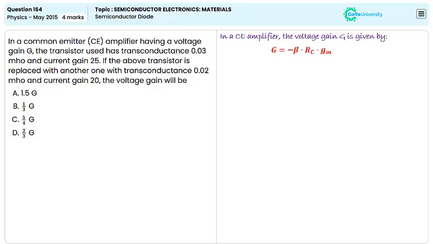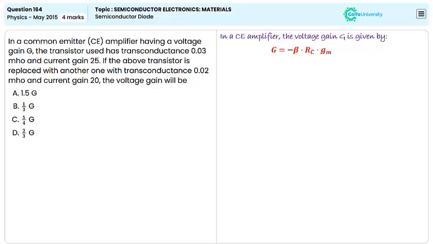In a common emitter amplifier, the voltage gain G can be expressed as G = -β RC Gm, where β is the current gain of the transistor, RC is the load resistance, and Gm is the transconductance. Since RC, the load resistance, remains the same, we only need to compare the changes in β and Gm, that is, the current gain of the transistor and the transconductance, to find the new gain.